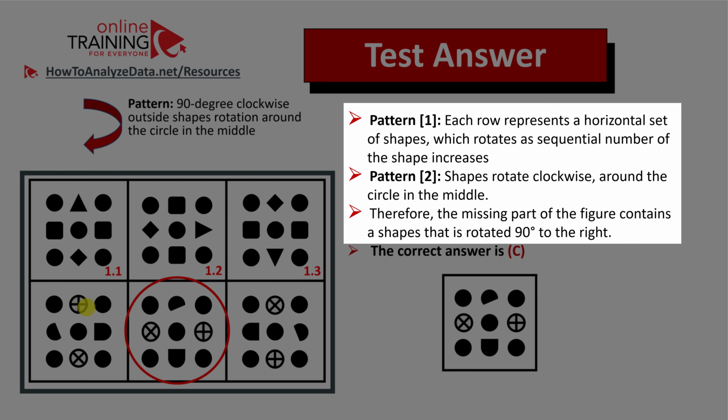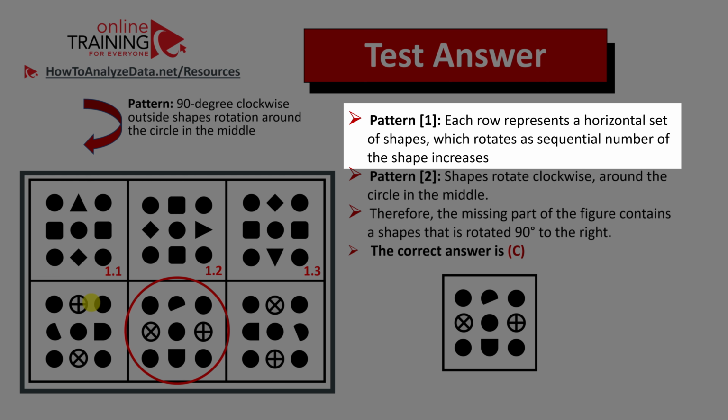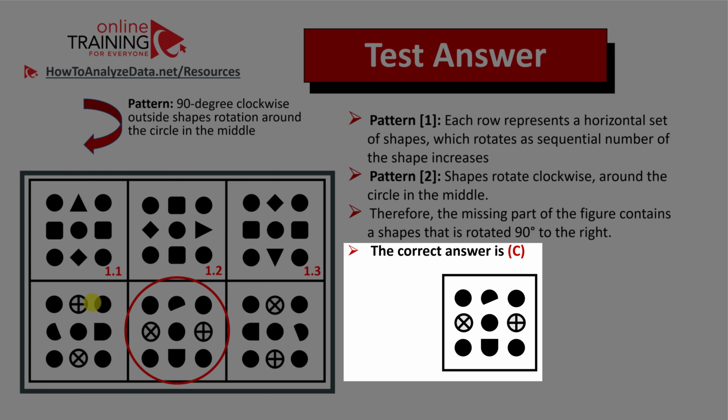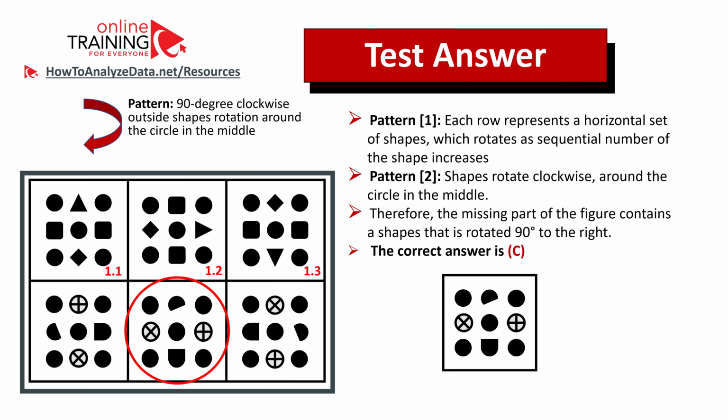Let's recap. There are 2 patterns here in this question. The first pattern is the fact that each row represents a horizontal set of shapes which rotates as the sequential number of shapes increases. And the second pattern indicates that the shapes rotate clockwise around the circle in the middle. Therefore, the correct answer here is choice C. Hopefully you've nailed this question and now know how to answer similar questions on the test.